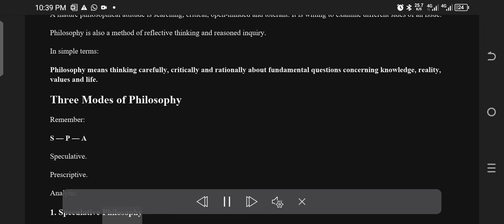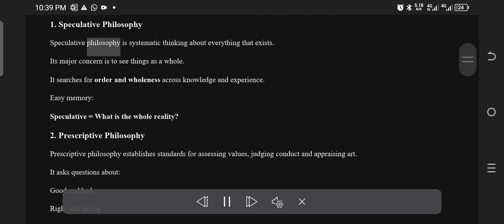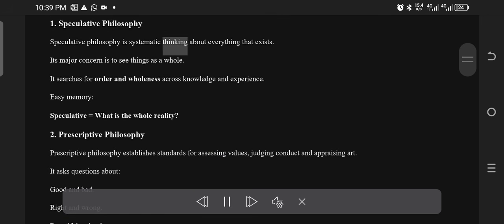1. Speculative philosophy. Speculative philosophy is systematic thinking about everything that exists. Its major concern is to see things as a whole. It searches for order and wholeness across knowledge and experience. Easy memory. Speculative equals what is the whole reality?